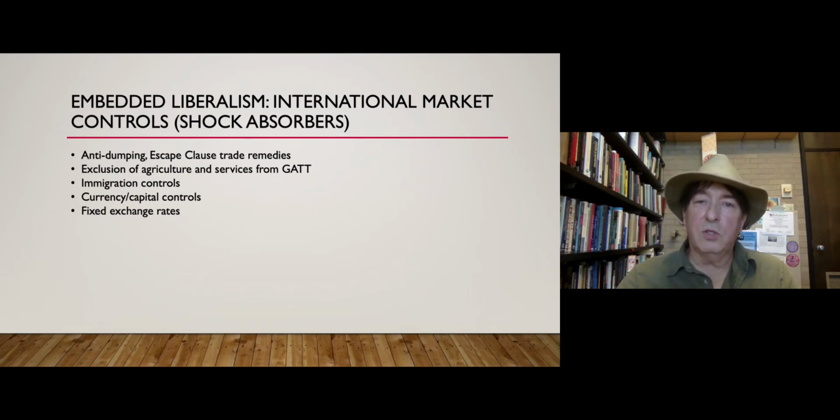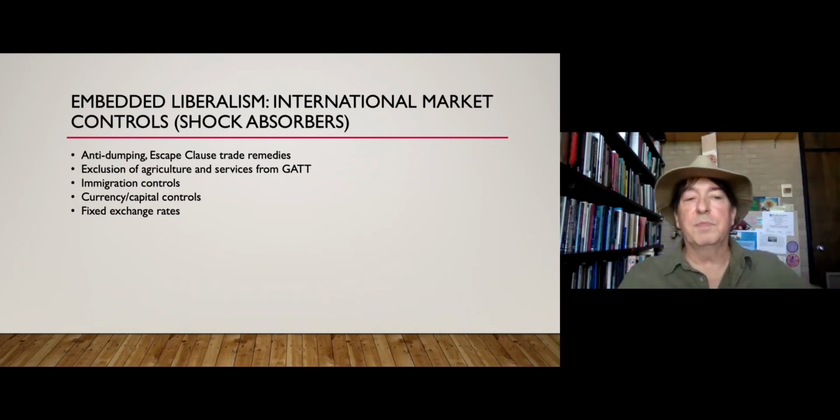The General Agreement on Tariffs and Trade began lowering tariff barriers, but included anti-dumping, escape clauses, and other mechanisms, so that if a country felt that imports were rising too quickly or that they were subsidized by foreign governments, they had remedies to protect their economies.